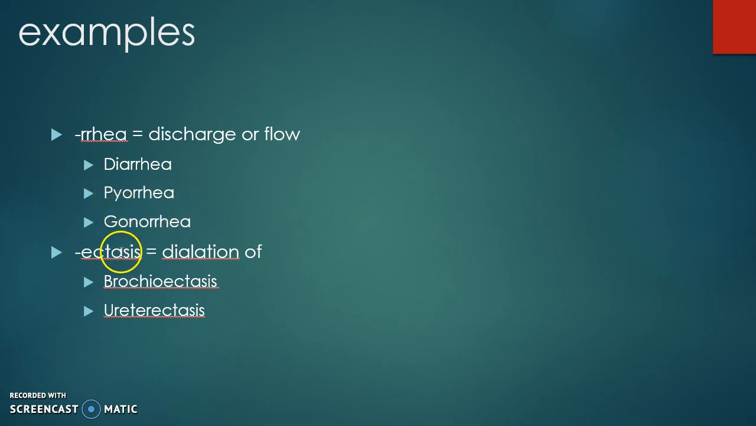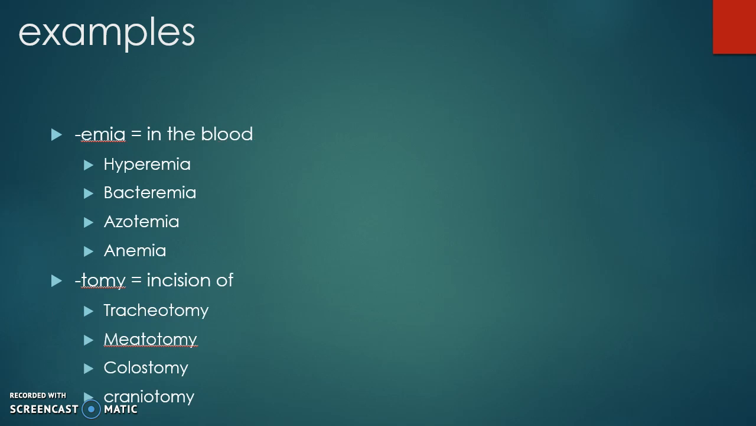So there we go. Ectasis, right? Dilation, bronchiectasis, ureterectasis. So when it comes to this, they're going to say, which term below means dilation of your ureter, right? Or which term below means dilation of the bronchus, right? And then you've got to go through the multiple choice words and find the correct word. That's what the whole midterm is going to be like.